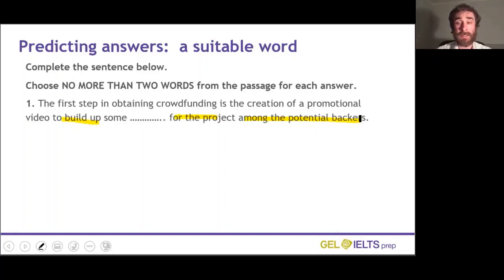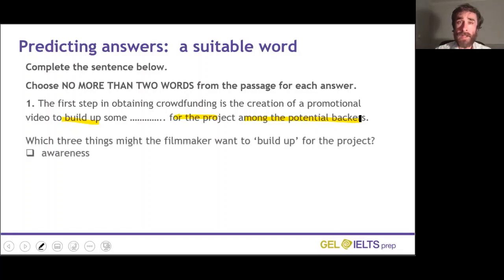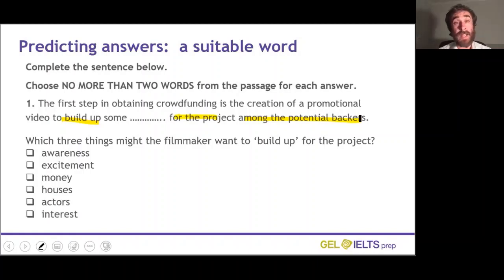Let's think about some possibilities. Awareness, excitement, money, houses, actors, or interest. Which three of those make sense in the context of this sentence? Look at the next question below this video and choose the three possible options. So we could build up awareness, we could build up excitement, and we could build up interest. The other three options don't fit with the words build up and among the potential backers.